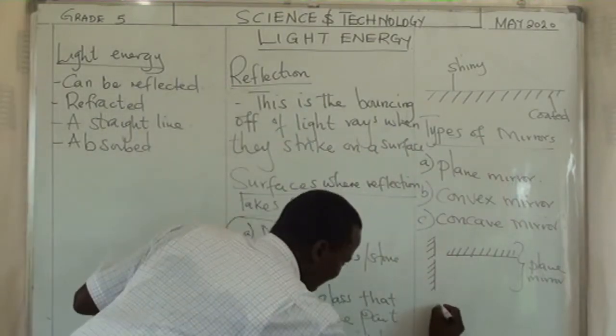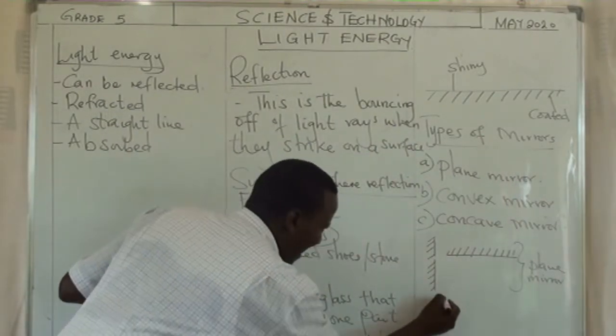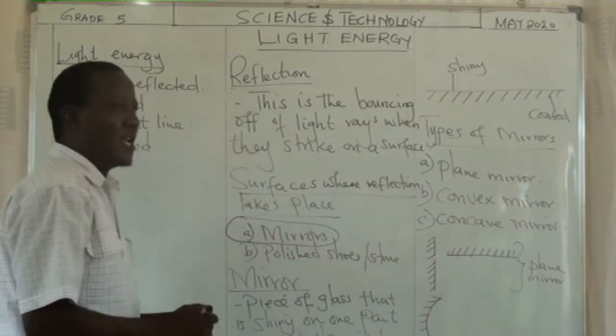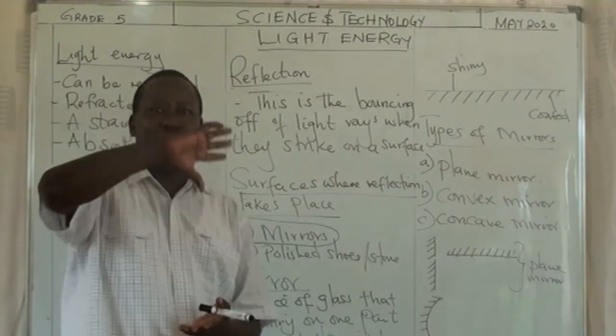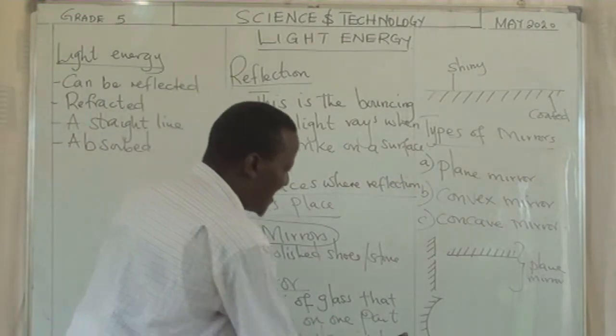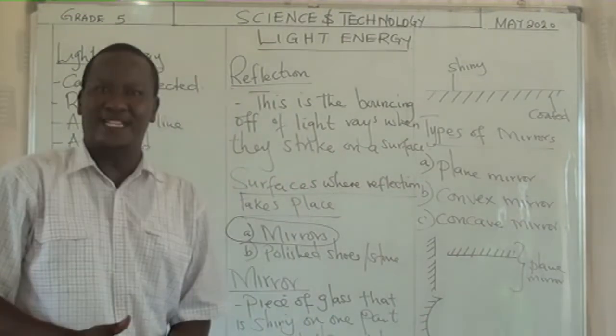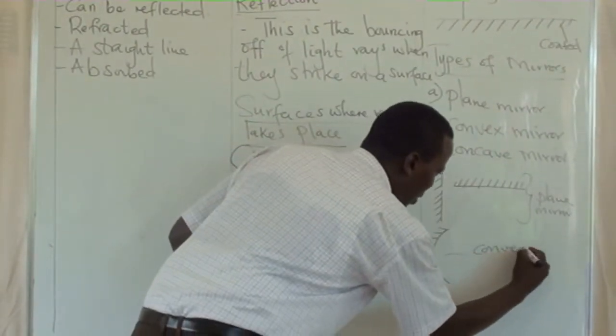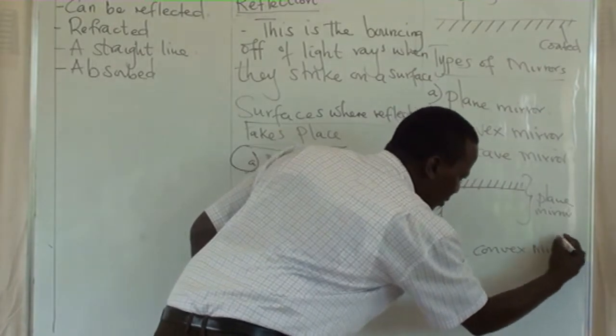We have another diagram here, that one there, and then the coated part is this one here. What have you seen? The coated part is the one that is bent outwards, and the shiny part is the one that is bent inwards. Which type of a mirror is this?